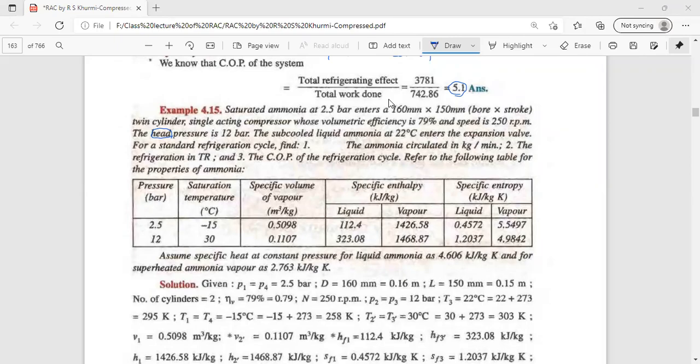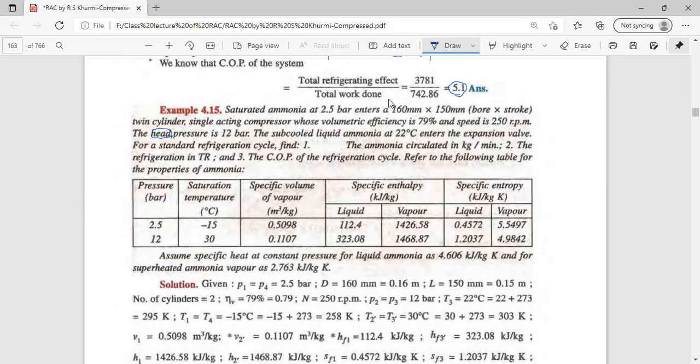So it is temperature T3, which is at the exit of the condenser pipe and at the entrance of the expansion valve itself. For a standard refrigerating cycle, find the ammonia circulated, the tonnage of the refrigerant, and the COP of the refrigeration cycle. Let us refer to the following table. Other than the information given in the table, the specific heat at constant pressure for liquid ammonia is given, and that for superheated ammonia vapor is also given here. So let us find out. Let us plot all these inputs one by one.